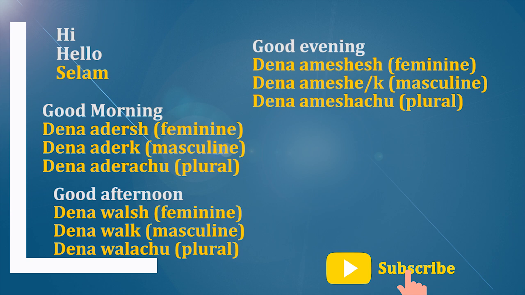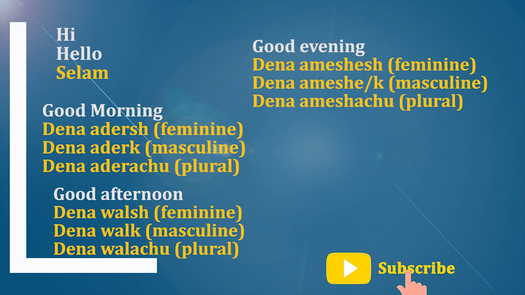Okay, before that, if a couple of you guys say good afternoon to me, what do you say? Dana walk? And what do I say to you? Because there's two of you, what am I going to say to you? I would say dana walachu, because I'm talking to two of you, right? That's what I would say.